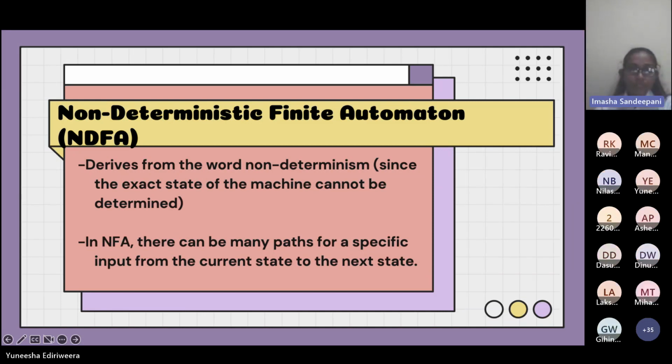Now, the other type of finite automata without outputs is called non-deterministic finite automata, in short, NDFA. NDFA gets its name from the word non-determinism. This is because in NDFA, the exact state of the machine cannot be determined. Unlike in DFA, NDFA can have many paths for a specific input from the current state to the next state. Go to next slide.